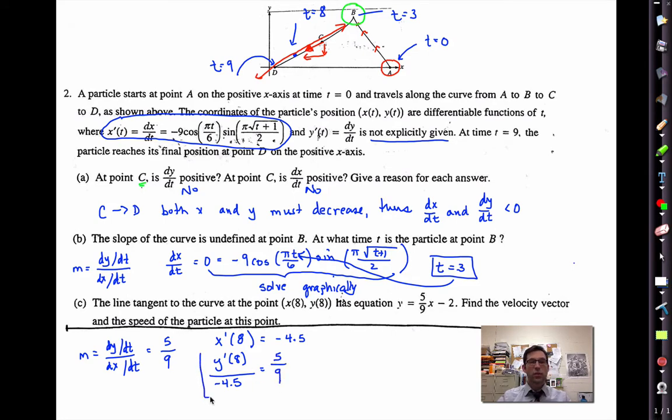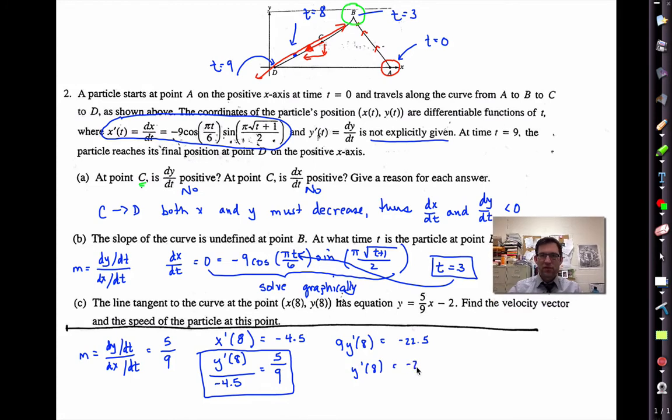This is now the equation that I'm working with. Right? y prime of 8 divided by x prime of 8 is 5/9. A little cross multiplying or proportional reasoning or what have you. 9 times y prime of 8 would be equal to whatever that ugliness is. I didn't even work it out. I don't really want to do that. Negative, I think it's negative 22.5. Please tell me that's right. Yeah, I think that's right. But y prime of 8 ends up being negative 2.5. Think about that. Negative 2.5 divided by negative 4.5 is the same as 5 divided by 9.